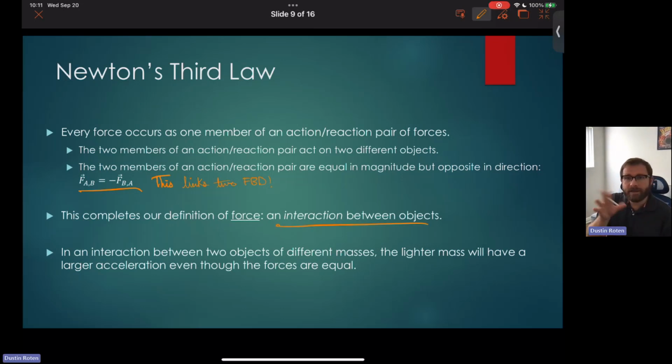Now, something else to note, with these interactions of equal and opposite forces, the two objects could have different masses. So the lighter mass will have a larger acceleration, right? Because there's not much of it, it's going to move a lot, even though the forces are equal.